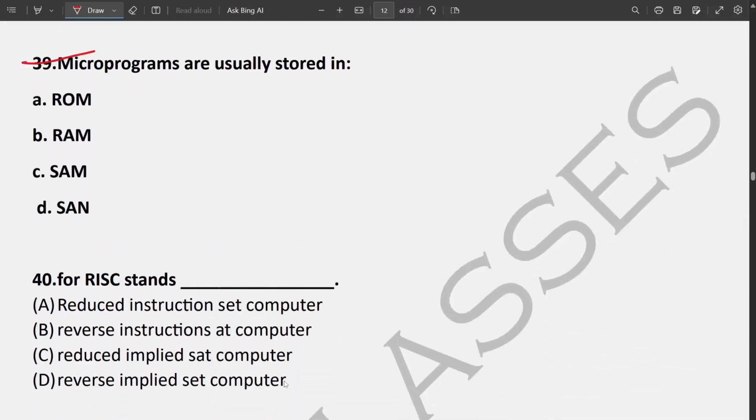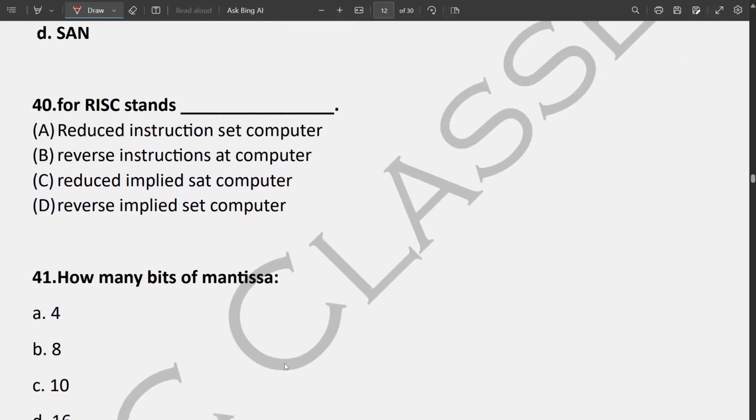Next, microprograms are usually stored in where? Microprograms are stored in ROM. Option number A is correct. Next, RISC stands for Reduced Instruction Set Computer. So the answer will be A.